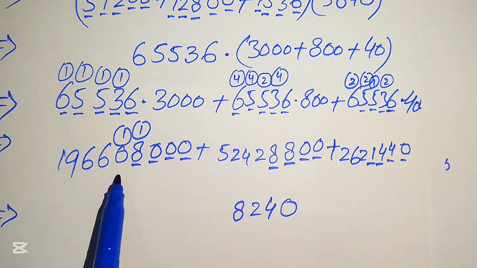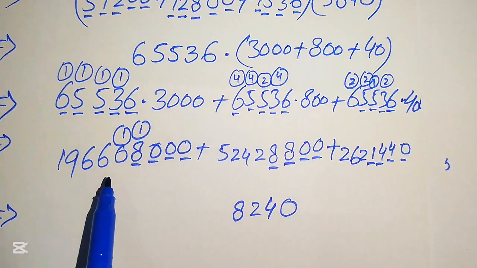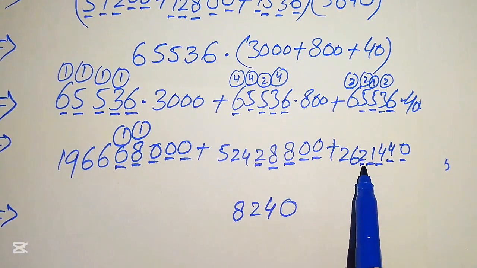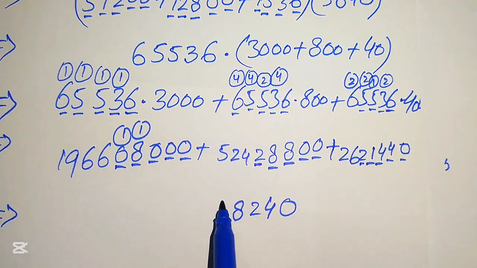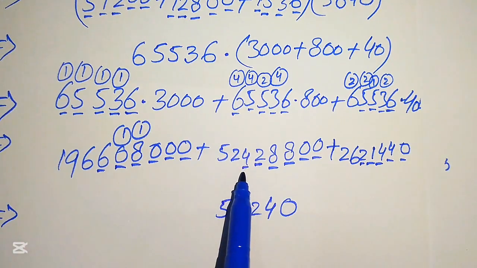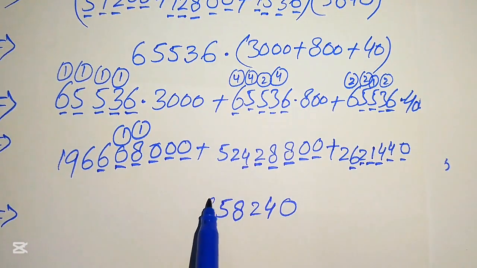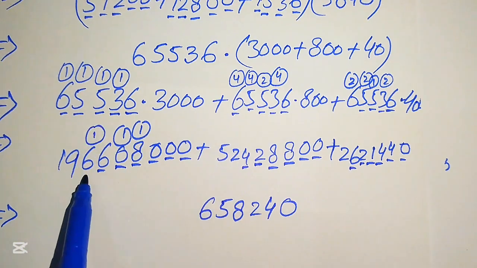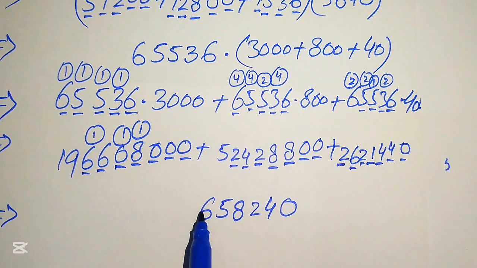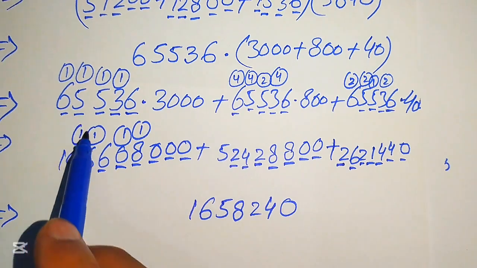Here you see that this 0 plus 2 is 2, and 2 plus 2 is 4. 4 plus 1 is 5. And in the next step we have 6 plus 4 is 10. 10 plus 6 is 16. We write 6 and carry 1. So this 6 plus 2 is 8. 8 plus 2 is 10. 10 plus 1 is 11. We write 1 and carry 1.